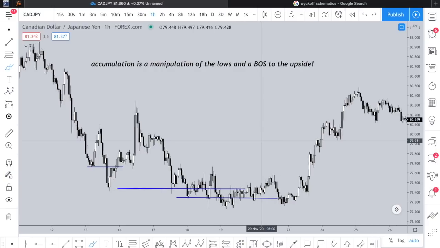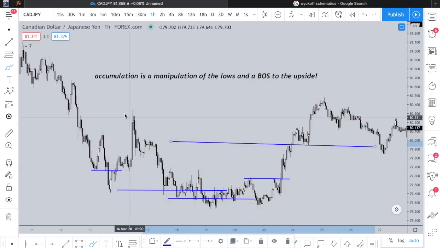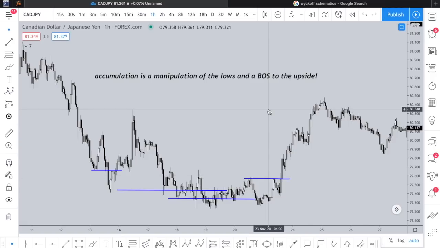And once that has taken place, we can start to see elements of very clear breaks of structure to the upside wherever you want to identify your structure points. Some people would get really anxious thinking, hang on a second, if I want to wait for all of these breaks of structure to take place, then I'm going to miss out on a lot of pips and I'm not going to really be able to have that optimal entry point.